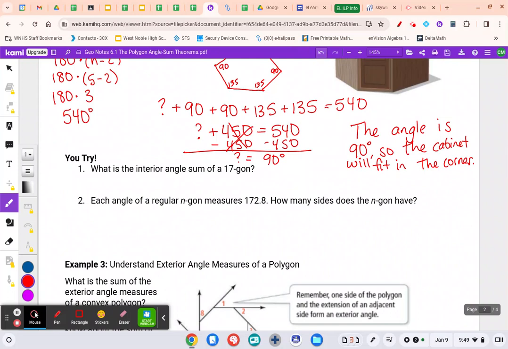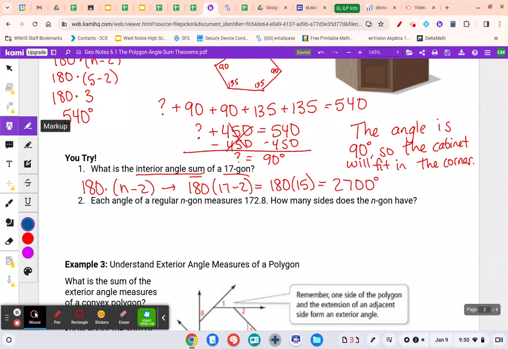All right, we do have this U-try here. You can pause me. You can try it on your own. I'm going to go ahead and go through it. It says, what is the interior angle sum of a 17-gon? So we're going back to our formula. The interior angle sum is the formula 180 times n minus 2. Okay, that finds your total sum. So all I have to do is plug 17 in for n. So we have 180 times 17 minus 2, or 180 times 15. Just do that multiplication. Easy peasy on our calculator. You get 2,700.